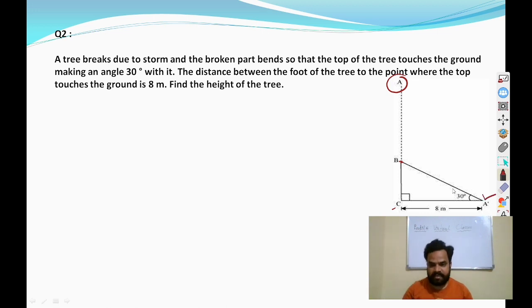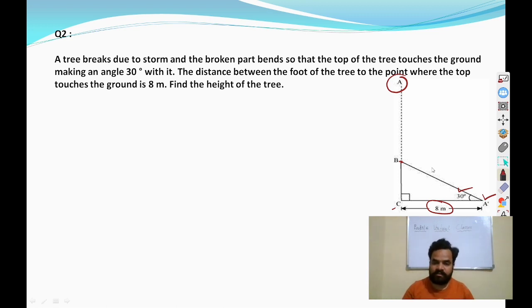And the angle they given is 30 degree, and the distance between foot of the tree to the point where it is touching, how much they given? This one is 8 meter. They're asking you to find height of the tree. See, they not mentioned any remaining portion or remaining height. They are just asking you to find the height of the tree. So what we need to find here is overall height of the tree.